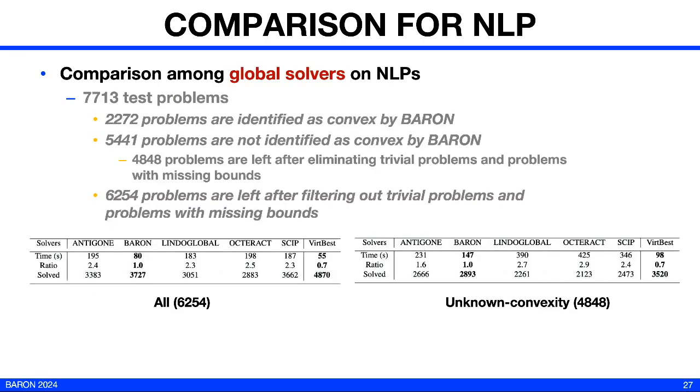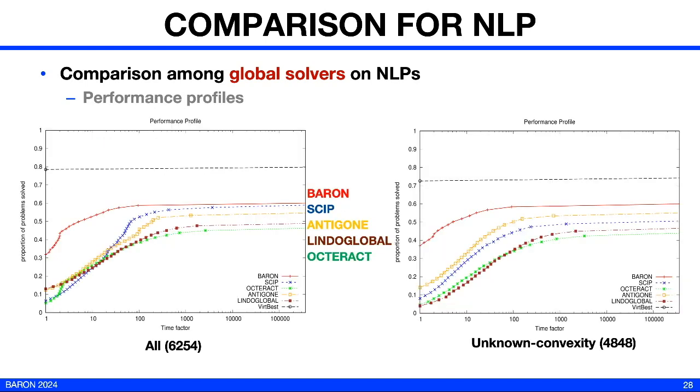And then in this page, we compared all the global solvers for the NLP library. Here we separate the entire collection and the problems that cannot be identified as convex. So in this table, we see that all the other global solvers are almost over 2 times slower than Barron. In this page, we show the performance profiles for all these compared global solvers on the NLP collections.